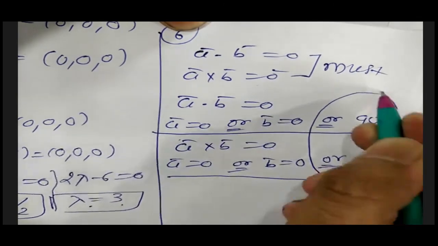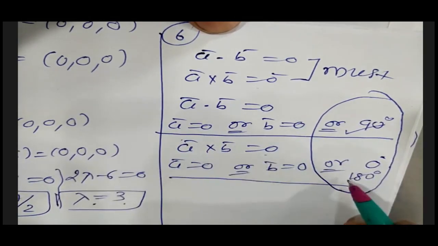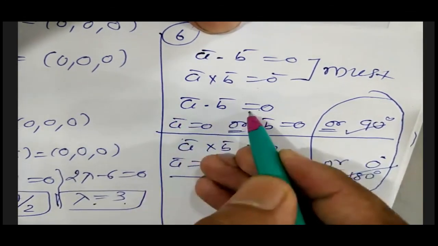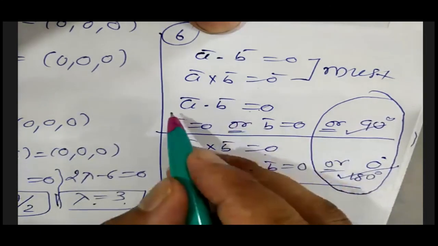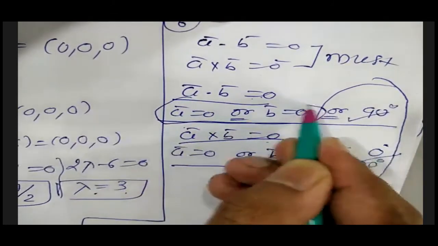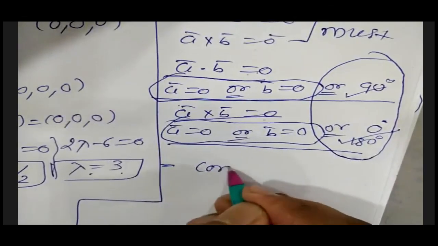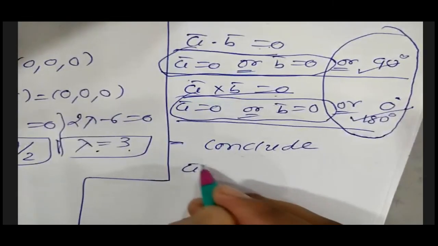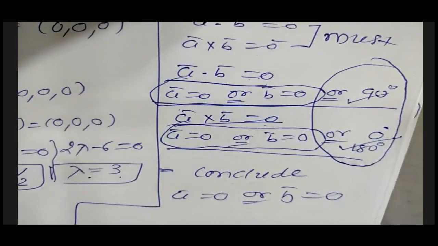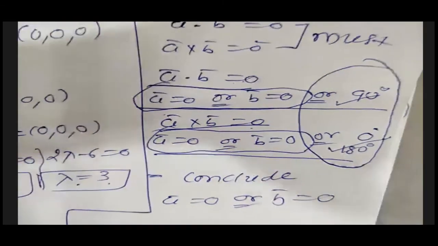If both must hold, the angle cases are a contradiction, so we cannot conclude that. If we take the angle between them as 0, then the dot product is not 0, which is not possible. So for a bar dot b bar to be 0 and a bar cross b bar to be 0, only two cases remain: a bar or b bar must be 0. So we can conclude that a bar is 0 or b bar is 0. Is it clear? Yes, sir.